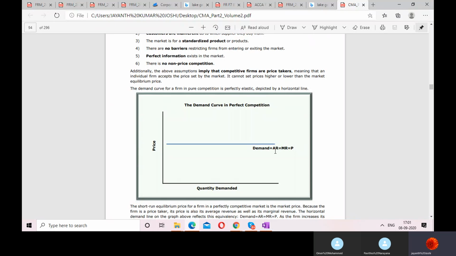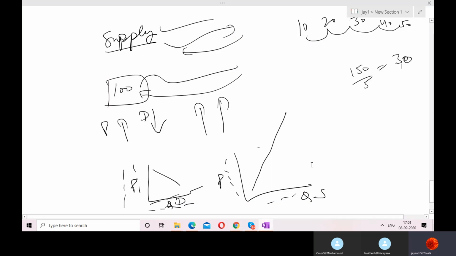Average revenue is equal to marginal revenue is equal to price. So average revenue is equal to marginal revenue. So marginal revenue is nothing but, with one, these are the given things. Now you are increasing your products. With one additional unit of product, the revenue you earn is called your marginal revenue.